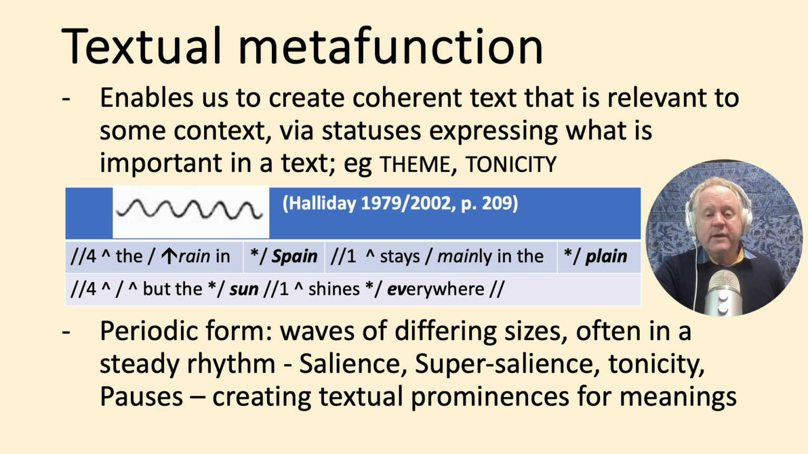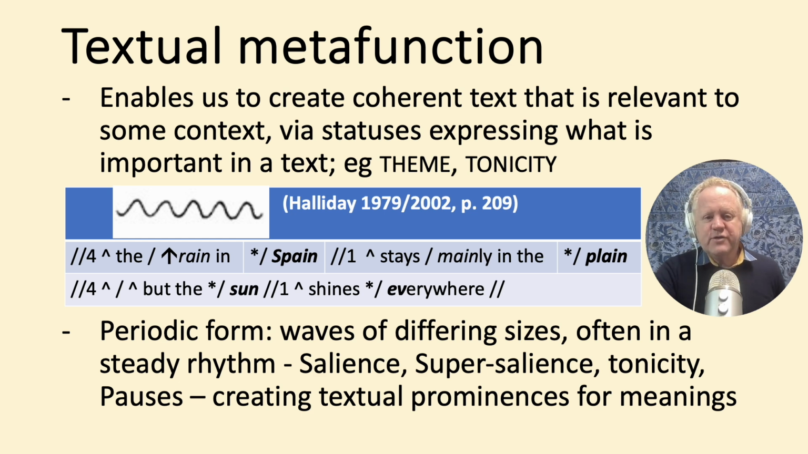Or more importantly, they map onto what Martin, drawing on work by Peter Fries, terms the hypertheme, as a new topic in a conversation or other type of text. In this example, there is also normal salience on mainly, and then as a higher level of textual prominence, there is tonicity on Spain, plain, sun, and everywhere. Radan Martinek has shown how there are larger waves stretching across larger scales in discourse.